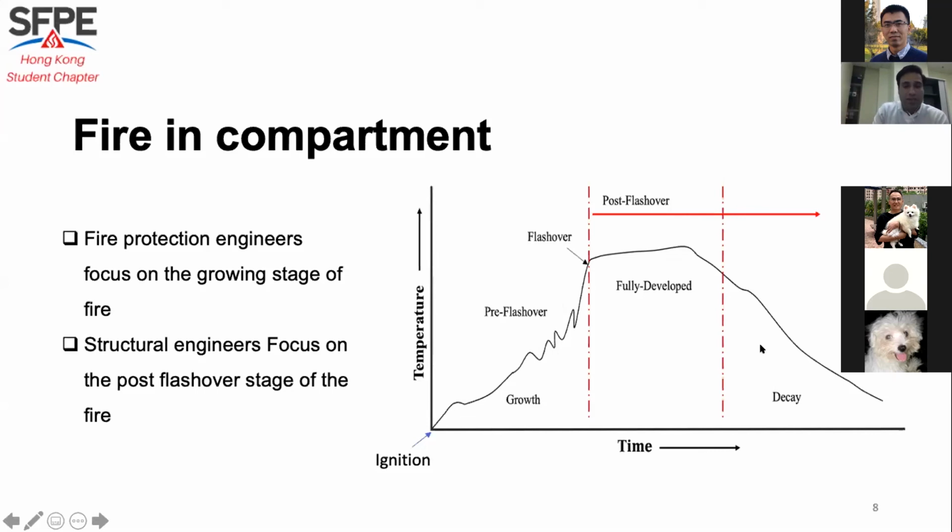So in terms of the fire protection engineer, the growing stage is very important, because they have to design whether the fire alarm system will activate or not, whether the sprinkler system should be activated within this period, and most importantly, whether the people or occupants within the occupancies can leave the building. So you have to design the egress time. You have to calculate the egress time. So this is important for the fire protection engineer.